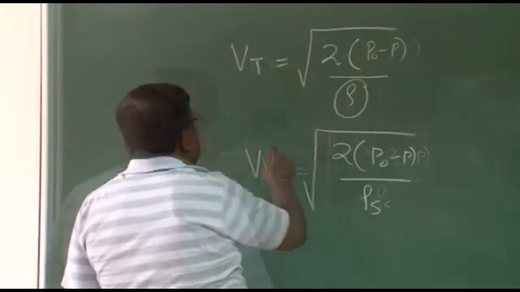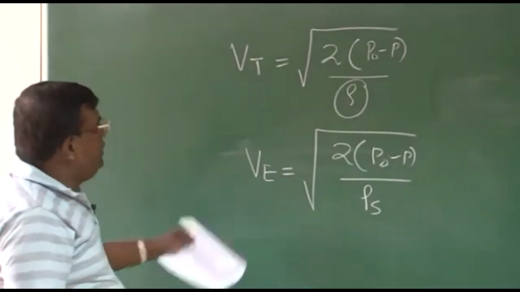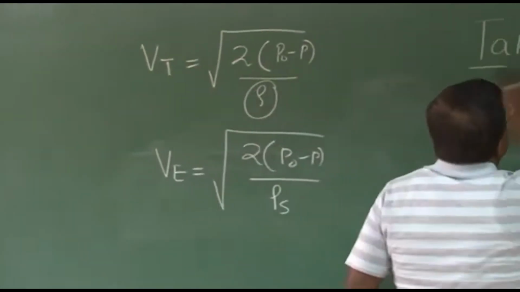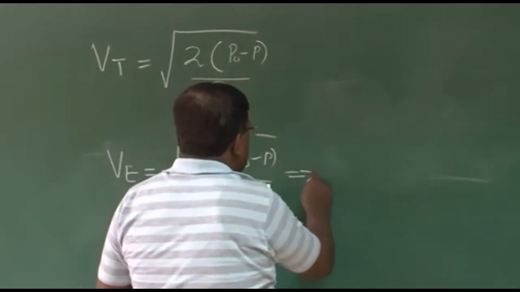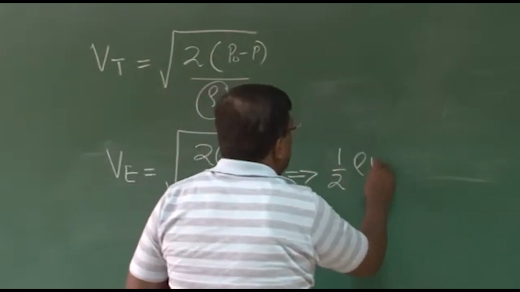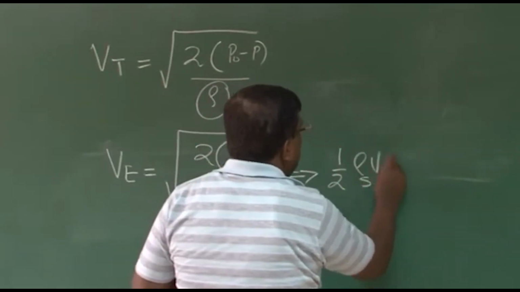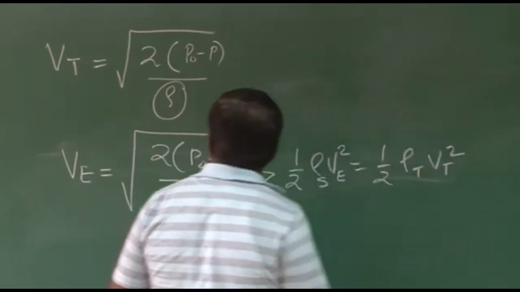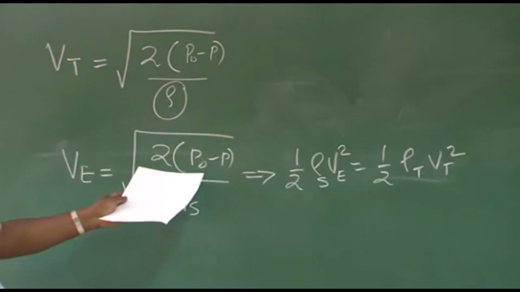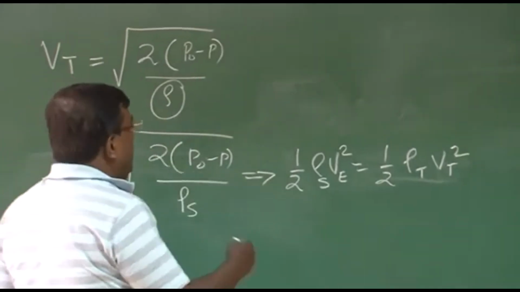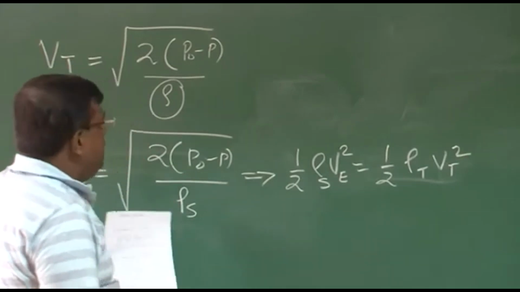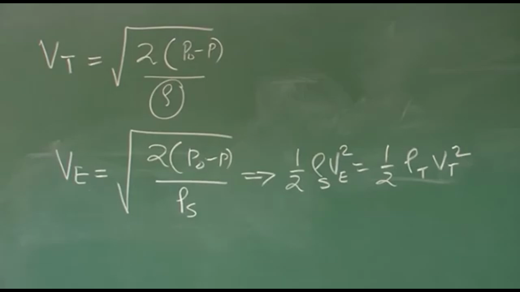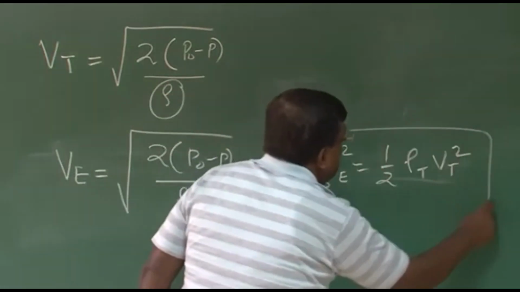Okay? Now, if I again see this expression a little carefully, what does this expression mean to us? This is equivalent to saying half rho standard V equivalent square equal to half rho true V true square. You could see easily here, right? P naught minus P, you replace by dynamic pressure, and then you can see this is nothing but half rho s V equivalent square, half rho true V true square. We have seen this, right? What is the meaning of this?